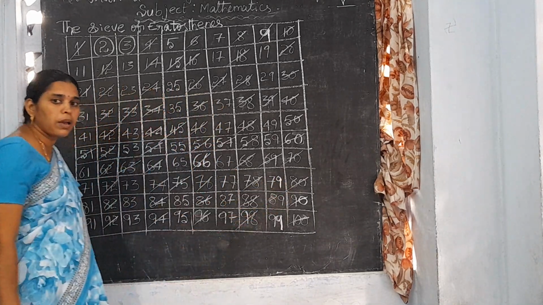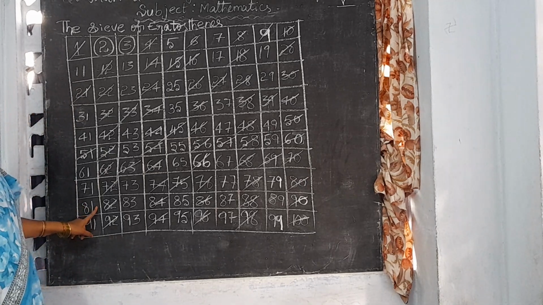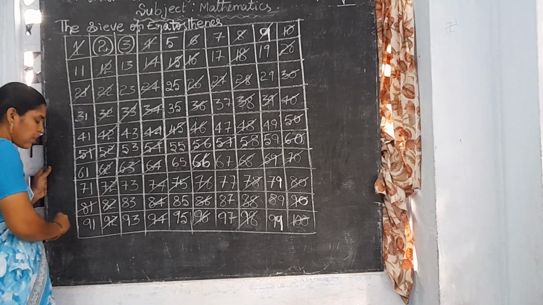Is 16 divisible by 3? No. Then leave it. 8 plus 1, 9. Is 9 divisible by 3? Yes. So 3 is a factor of 81.